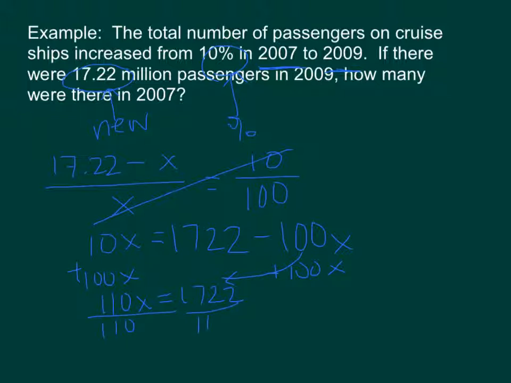I divide both sides by 110. And on my calculator, I'm just going to round to the nearest hundredth. I get 15.65 million passengers. And that's an estimate because I did round on my calculator, so I can put approximately equal to.